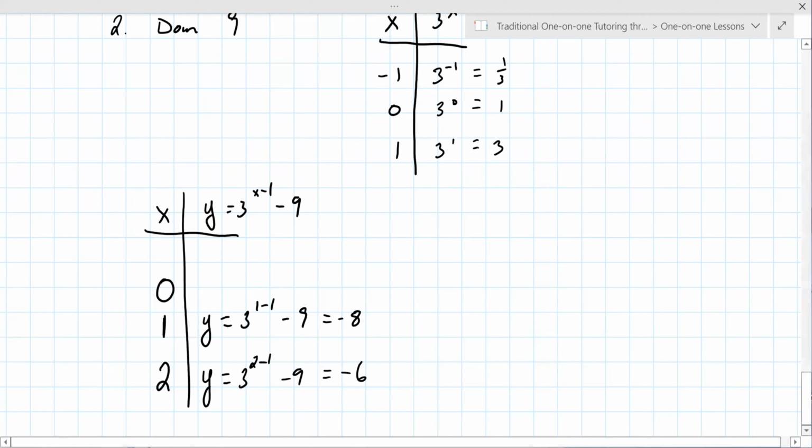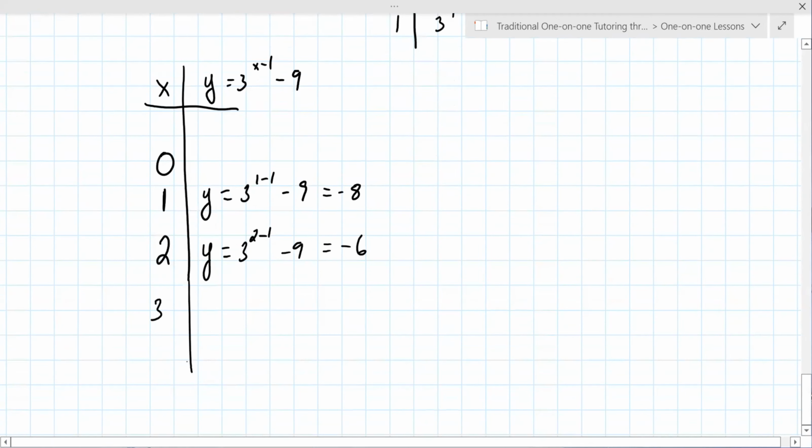Now you might think the thing is always negative. And that's why I said maybe you need to do a few more points. So if you put a 3 in, you get y equals 3 to the 3 minus 1 minus 9. There's your 3 squared. And you may even want to do one more. So you finally get something that's positive. 3 cubed is 27. 27 minus 9 is 18. And this is probably truly enough to graph it.